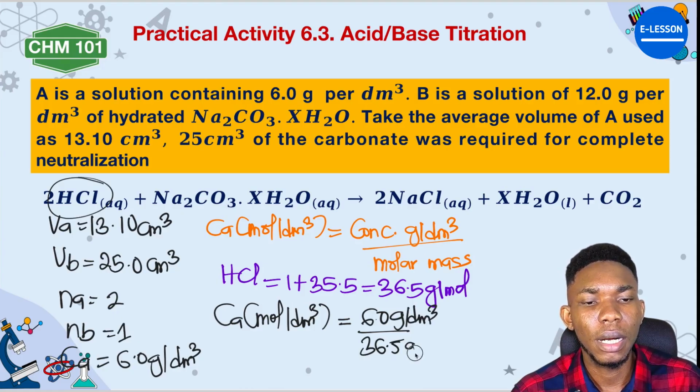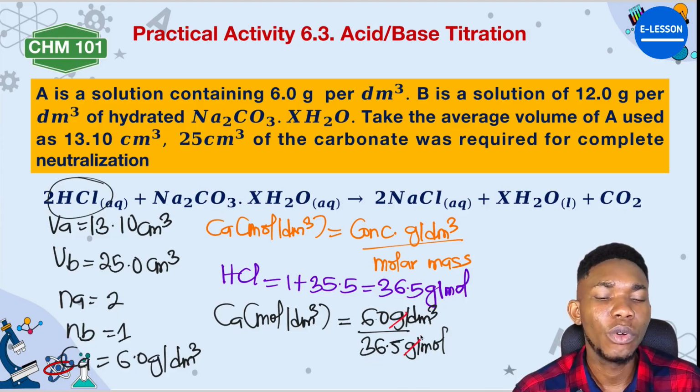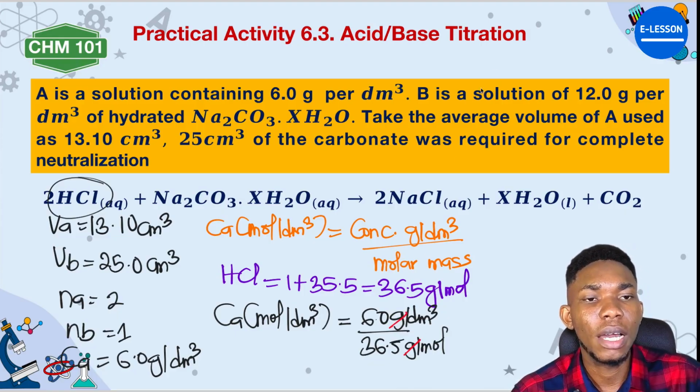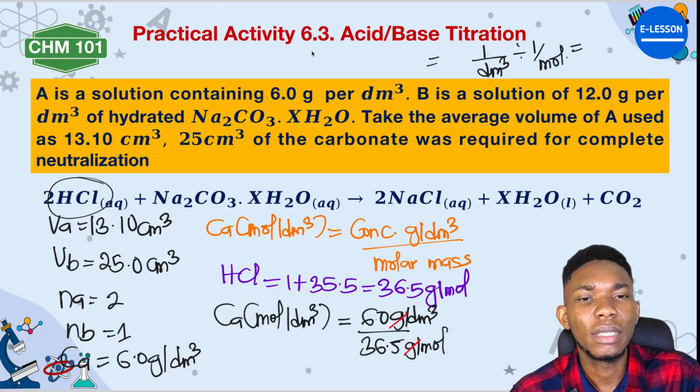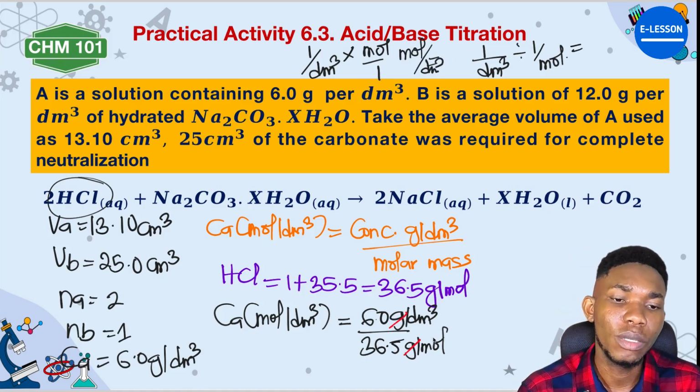This is gram per dm cube. This is gram per mole. When gram cancels gram, what we'll be left with will be mole per dm cube. All right, not dm cube per mole. If you do the algebra, gram cancels gram. It's like 1 over dm cube divided by 1 over mole. Are you getting it? Now, in mathematics, if you have something like this, we are taught that it's going to be 1 over dm cube times mole over 1. Mole times 1 will give us mole per dm cube. So it's not dm cube over mole if you do the mathematics very well.